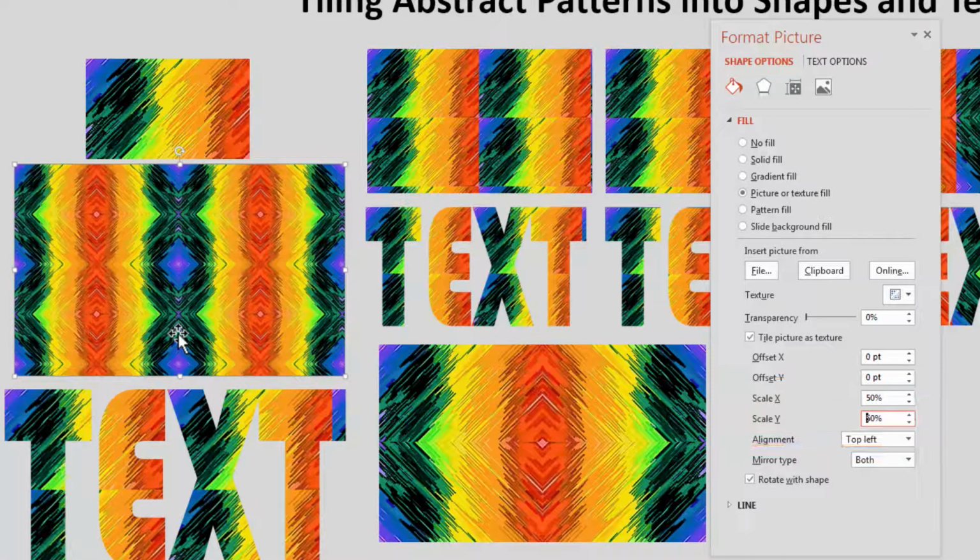And now we get a different pattern entirely. So you have one abstract pattern that you put in here, and you can tile it many different ways. And again, just by adjusting the scale, you are going to make it look different. So you can extend the pattern and reuse it many different ways.